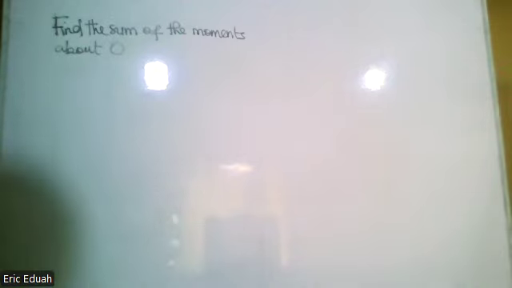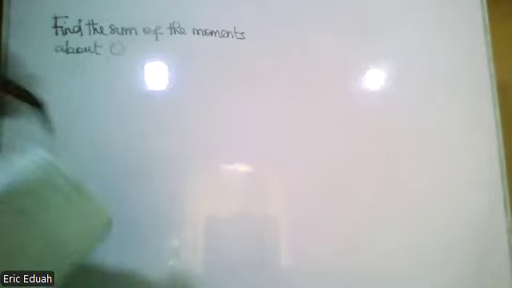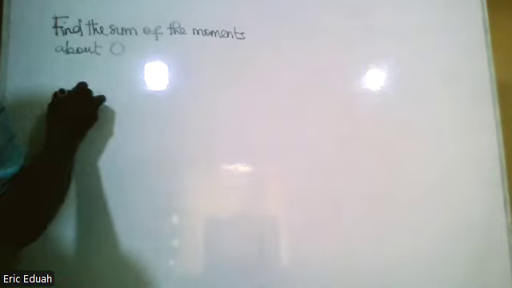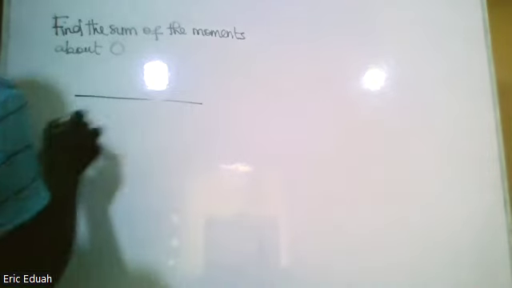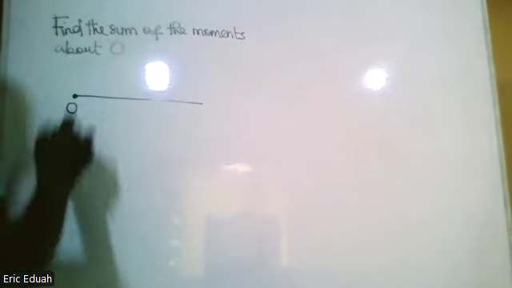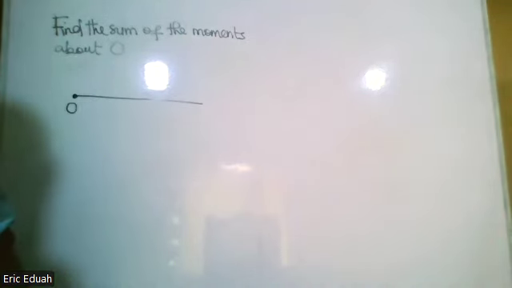Find the sum of the moments about O. There's a diagram. There's a pivot O, the point around which this turning takes place.